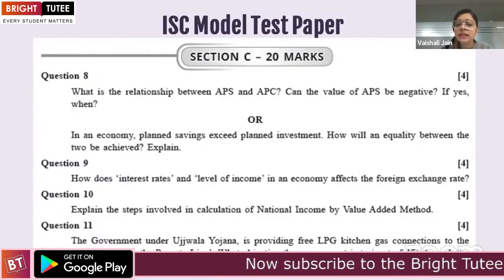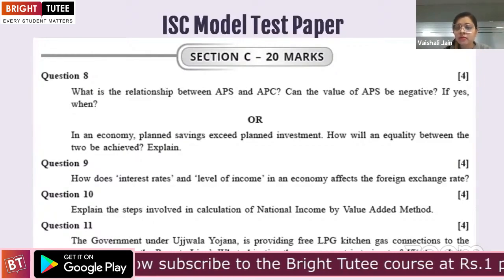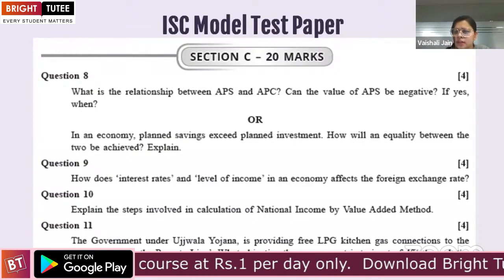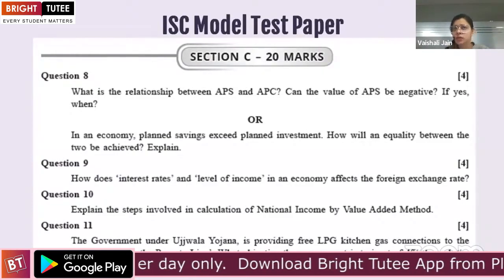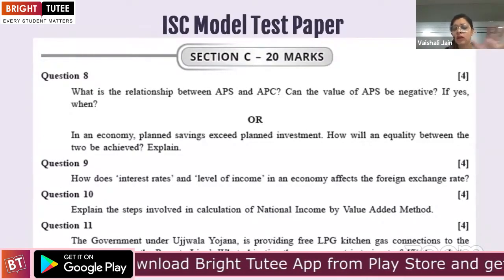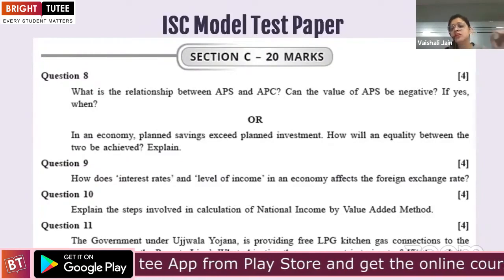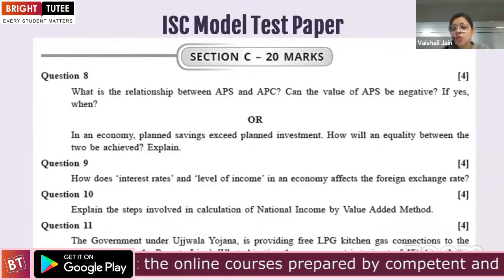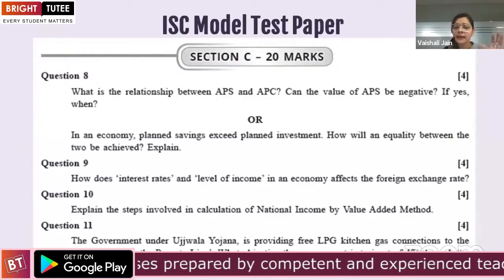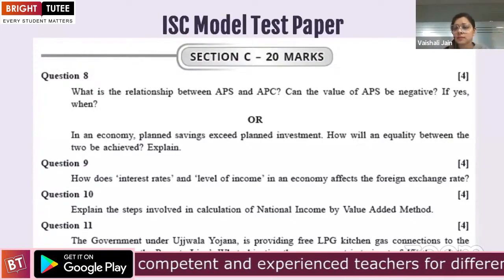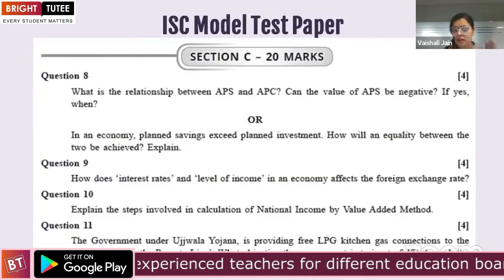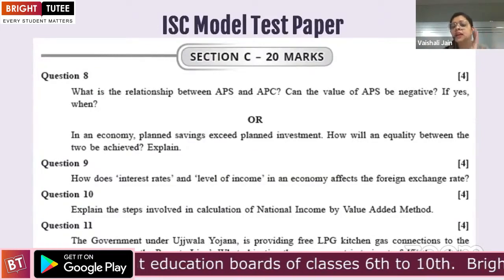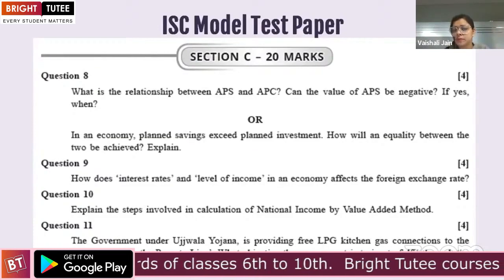Then we have, how do interest rates and level of income in an economy affect the foreign exchange rate? Again, that's a simple straightforward question. But yes, it is also application. The child has to relate how the interest rate will impact the foreign exchange. Although this question is not bifurcated into two parts, it itself shows that it is in two parts. The A part is how interest rate affects foreign exchange, and the B part is how level of income affects foreign exchange rate.